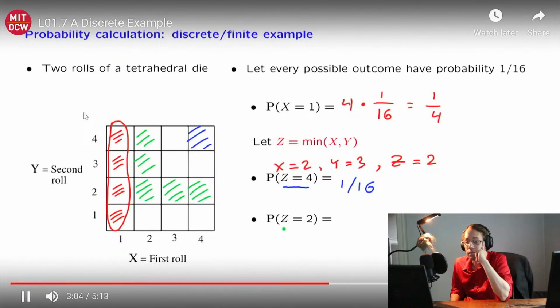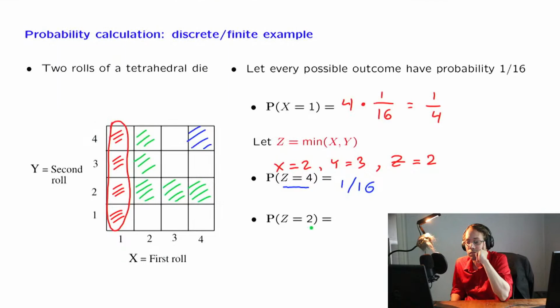Outcomes for which the minimum of the two rolls is equal to 2. There's a total of 5 such outcomes. Each one of them has probability 1 over 16, and we have discussed that for finite sets, the probability of a finite set is the sum of the probabilities of the elements of that set. So we have 5 elements here, each one with probability 1 over 16, and this is the answer to this problem.